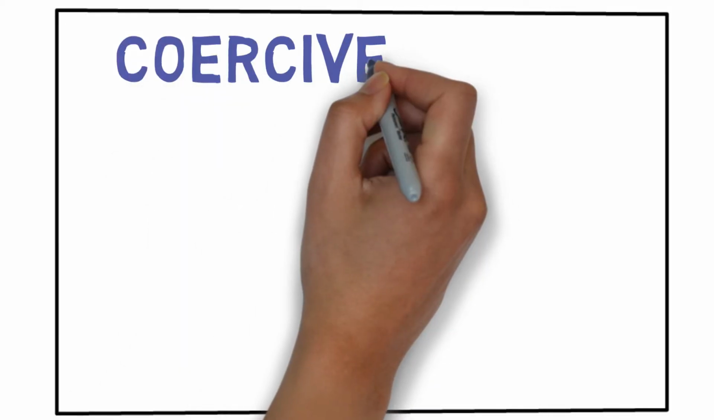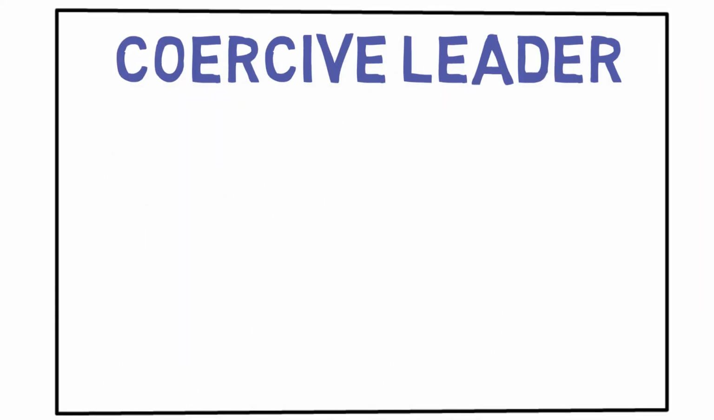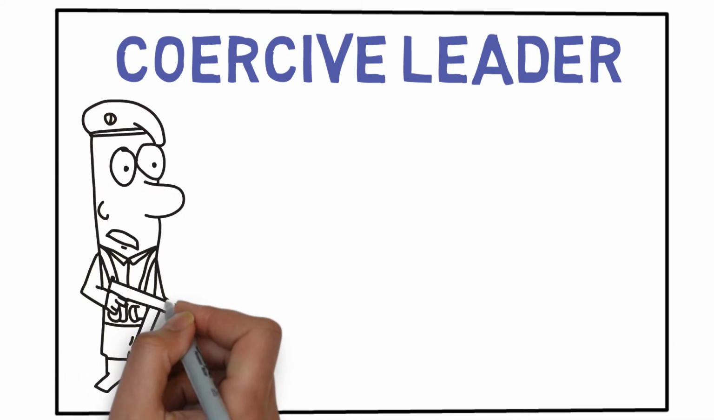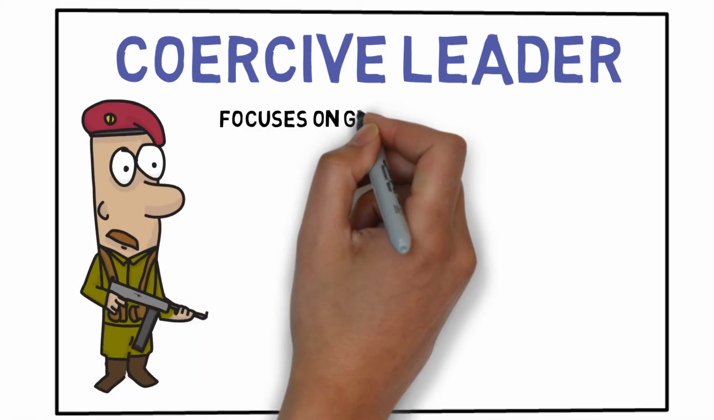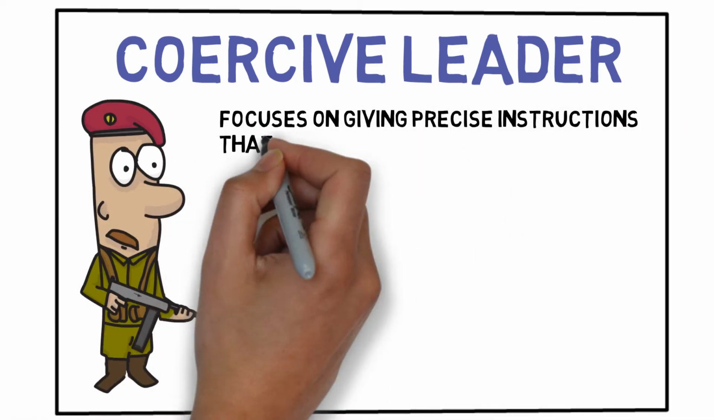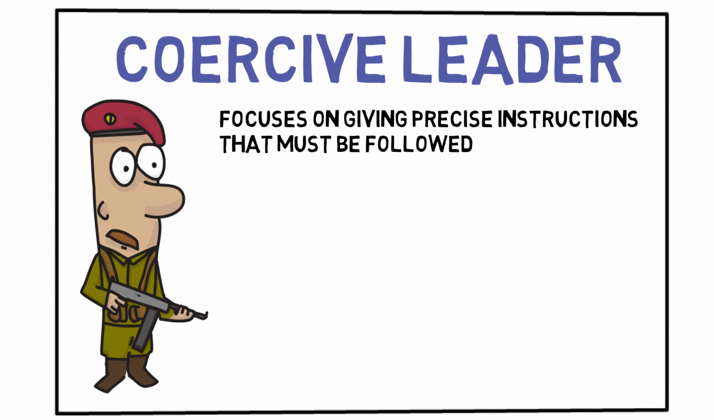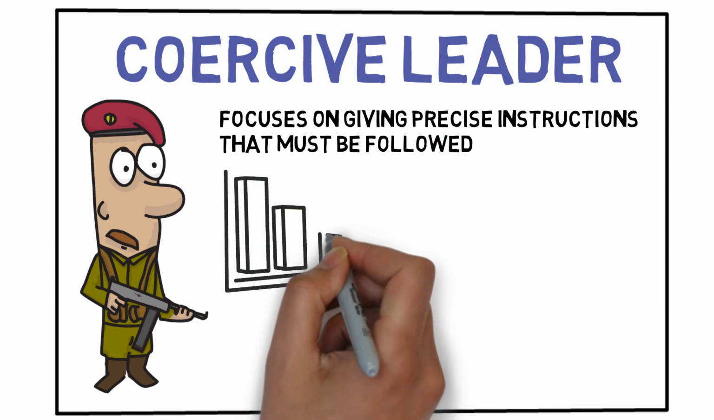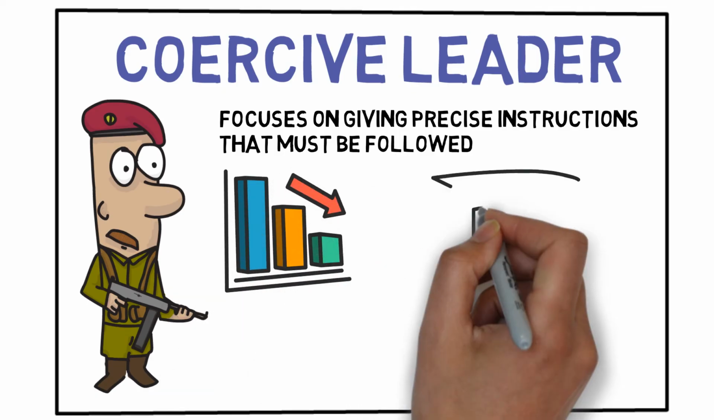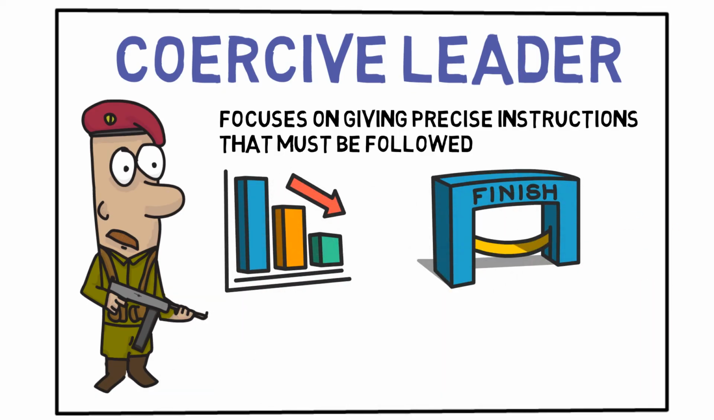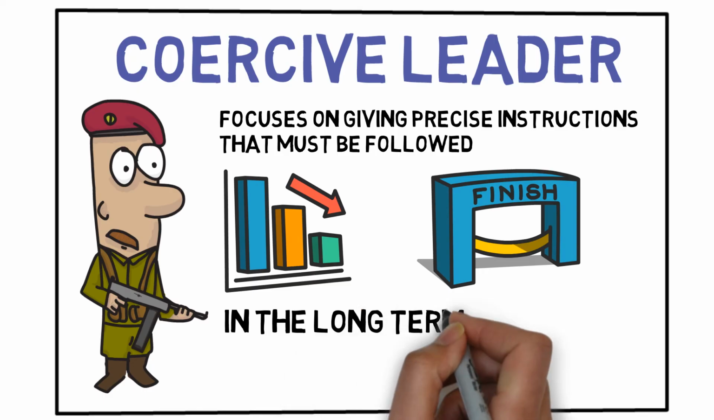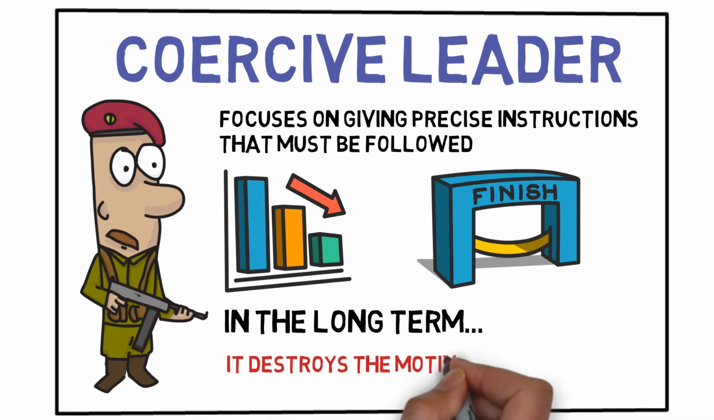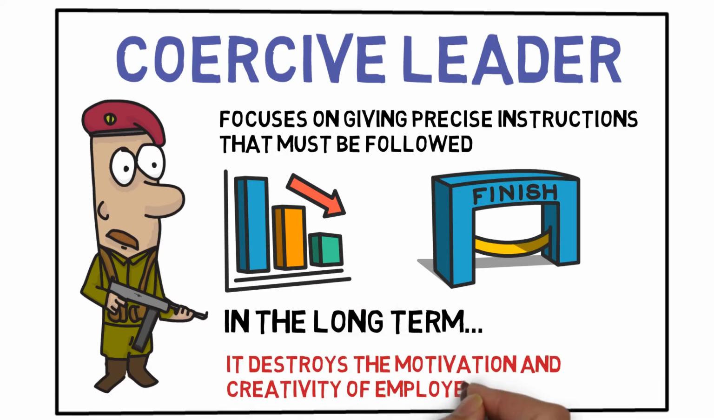Coercive leader. The coercive leadership style, often referred to as a military approach, is a method that focuses on giving precise instructions that must be followed to the letter, without employees being able to question those instructions. This type of leadership should only be used in crisis situations or on certain occasions when quick action is required to achieve objectives. In the long term, it destroys the motivation and creativity of employees, creating a very harmful effect on the organization's work culture.